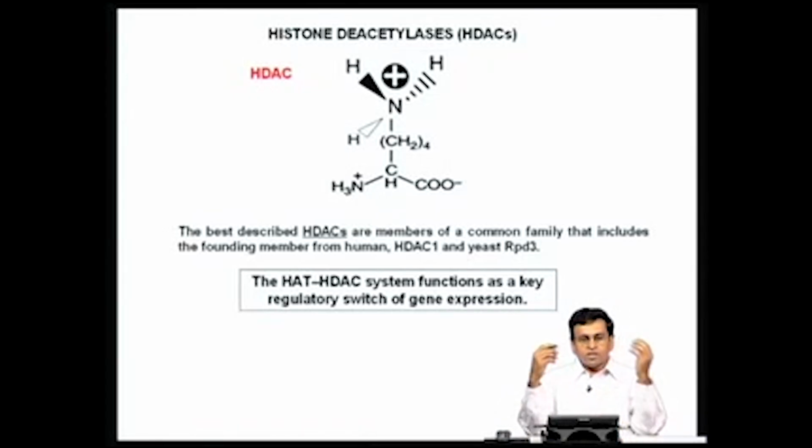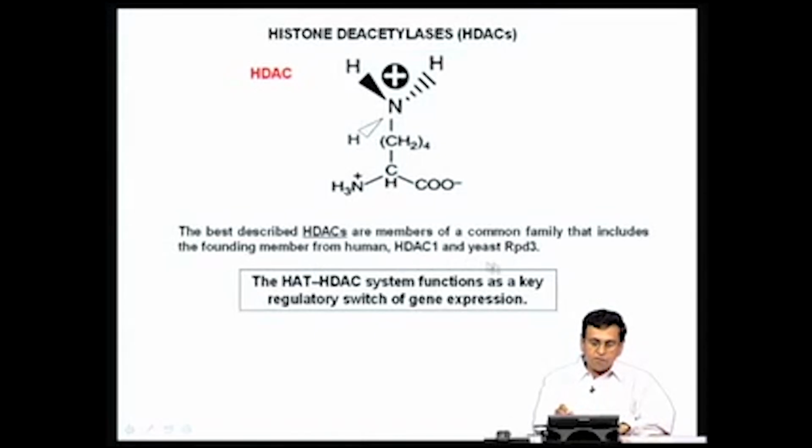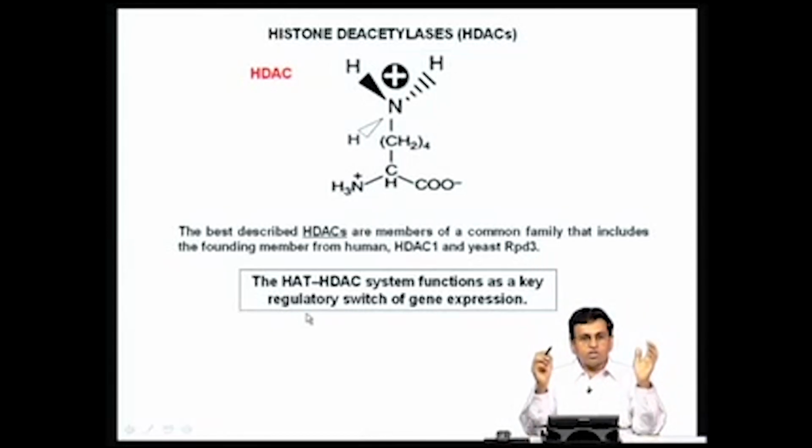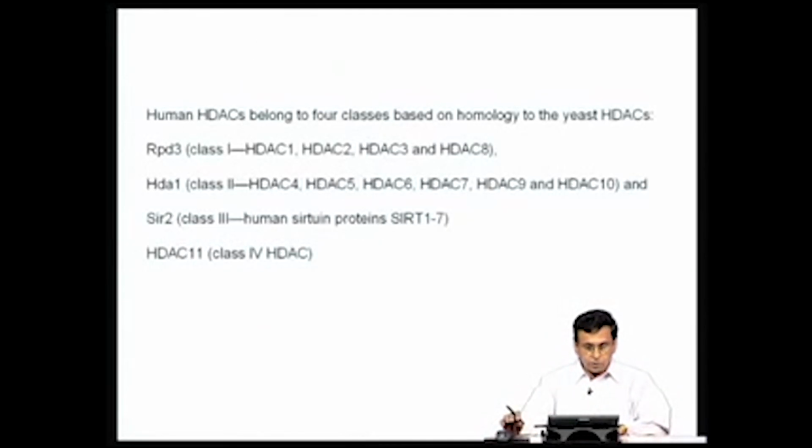A number of histone deacetylases have been described in the literature, and the best described HDACs are members of a common family that includes the founding member from humans, namely HDAC, and its homolog in yeast, called RPD3. Remember, the HAT-HDAC system functions as a key regulatory switch of gene expression. When HATs are active, histones are acetylated and you have activation of transcription. When HDACs are active, you have repression of gene expression, therefore genes are inactive. So, the HDAC-HAT system functions as an on-off switch for regulation of gene expression in eukaryotes.